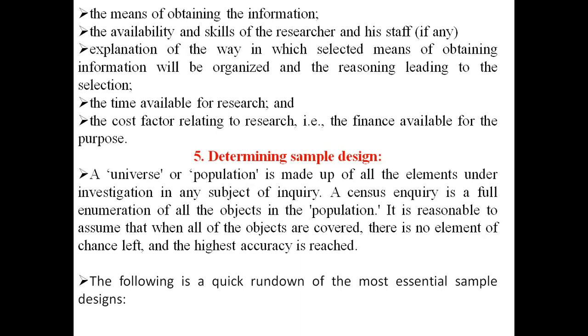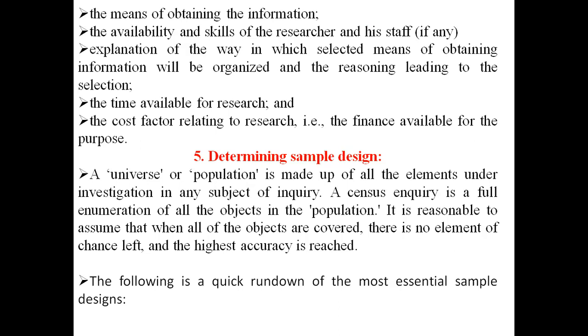The universe or population is made up of all the elements under investigation in any subject of inquiry. A census inquiry is a full enumeration of all the objects in the population. It is reasonable to assume that when all of the objects are covered, there is no element of chance left, and the highest accuracy is reached. In practice, however, this may not be the case.